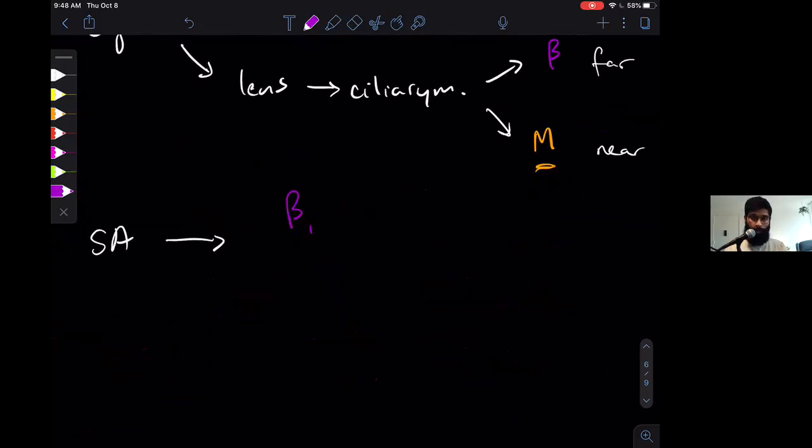So going back to our example, the SA node is going to have some beta 1 receptors. Beta 1, adrenergic, which means probably sympathetic, which means it's going to raise our heart rate, or maybe raise our blood pressure, et cetera. And now we're also going to have some muscarinic receptors. So this is going to be parasympathetic, rest and digest. This is going to reduce stimulation to the heart.